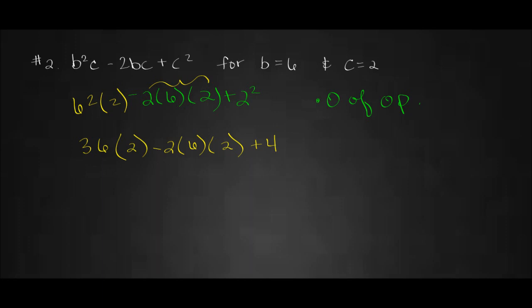The next thing you're going to end up doing is you're going to do your multiply and divide. 36 times 2, which is 72. Minus 2 times 6 times 2, plus a 4. Then the last step, you're just going to add 72 minus 24 plus 4, which is going to give you a final answer of 52.